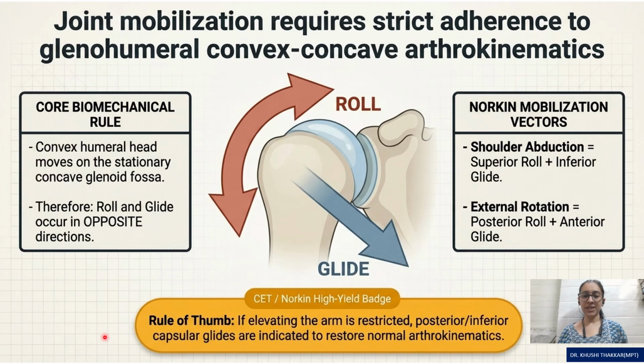Rule of thumb, always remember: if elevation of the arm is restricted, posterior inferior capsular glides are indicated to restore normal arthrokinematics, because these glides actually assist the entire movement of elevation. We have to perform them according to the concave-convex rule to prevent any pain and assist in joint mobilization.